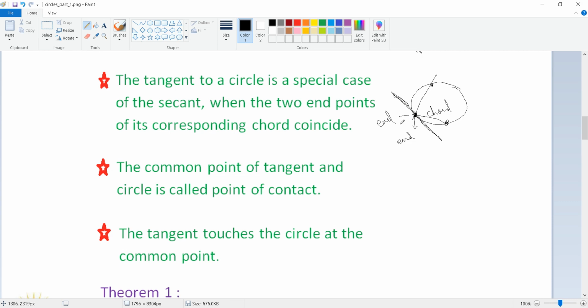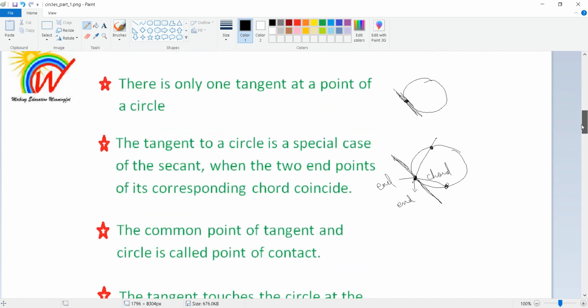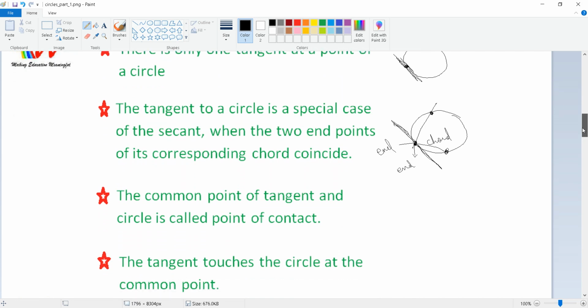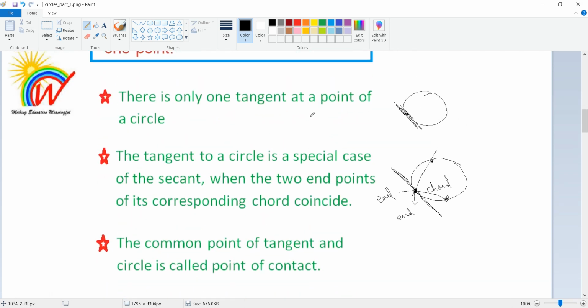Why we are learning these points is that they may give you statements based on these points as your multiple choice questions. So you need to know these things clearly.